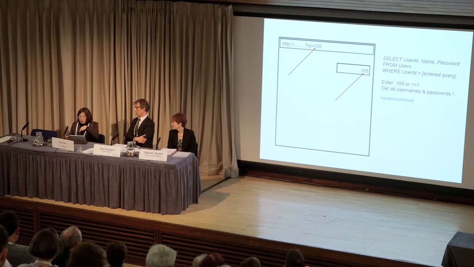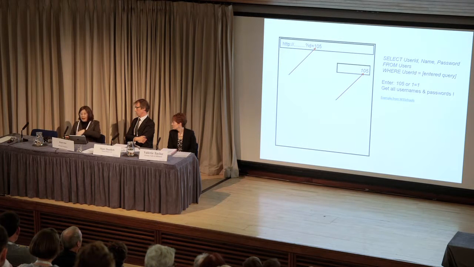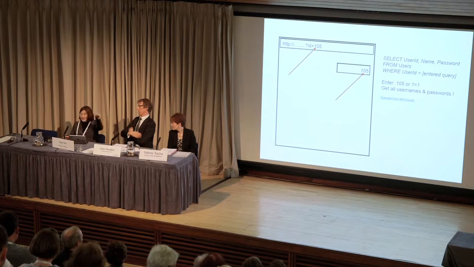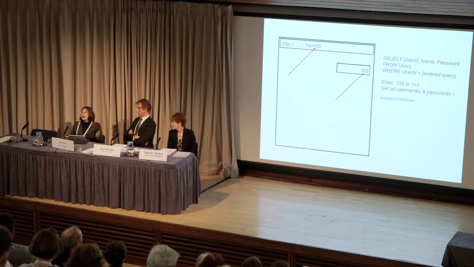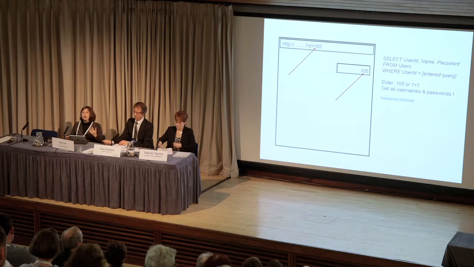An example given there is 105 or 1 equals 1. 1 equals 1 is true. That could then return everything in the database. All the user ID, name, and password could be put into a web page and displayed. And it's not just web forms, but also URLs, like in this example here, ID equals 105. People can play around with what's in the address bar and get information from SQL databases that way if they haven't been properly set up, if the coding isn't right.